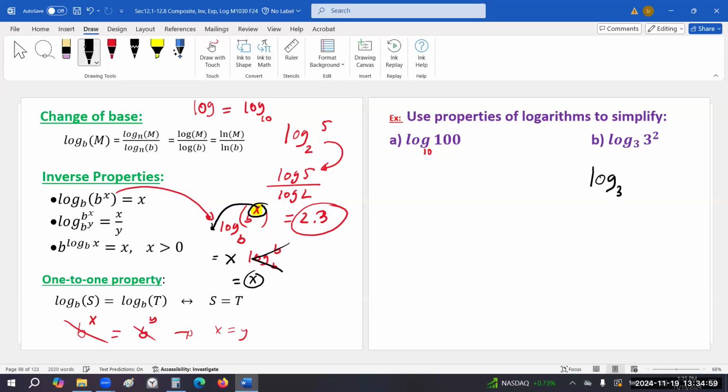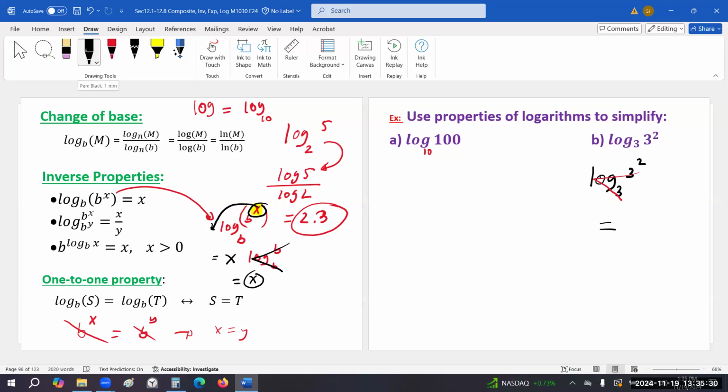We have log base 3 of 3 squared. The 3 has a power 2. What happens to the power 2? Does the log base 3 make the 3 become 1? When you have the same base and same argument, they cancel out. So what is our answer?